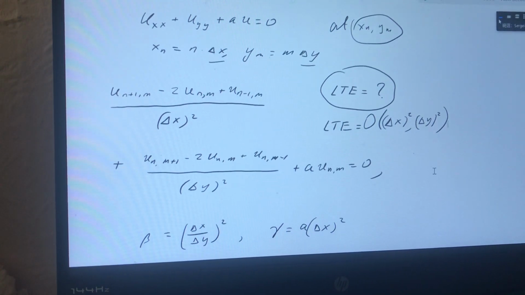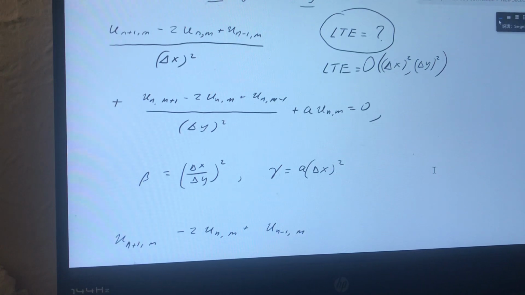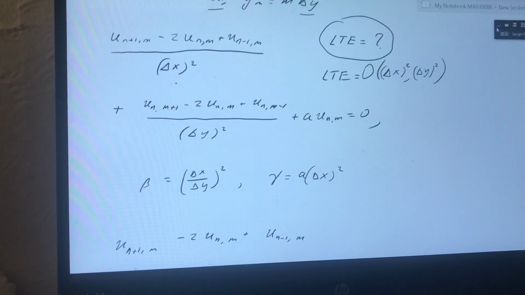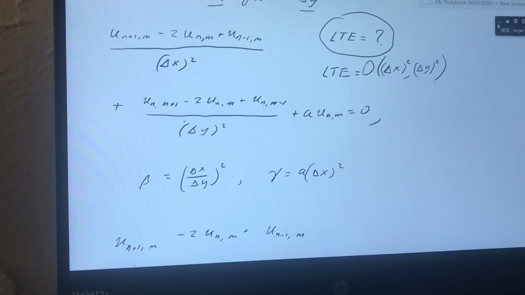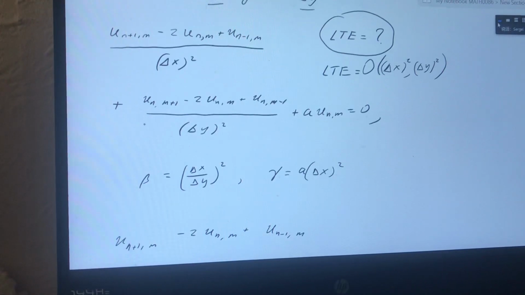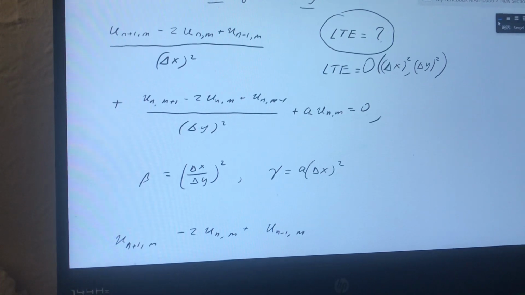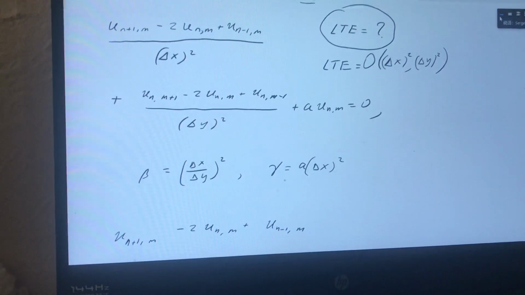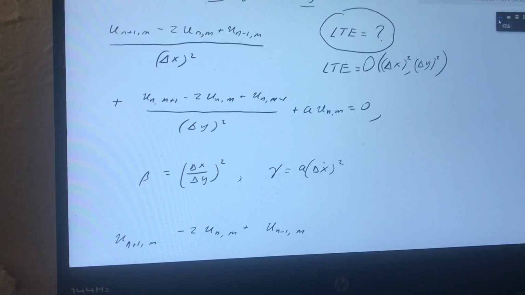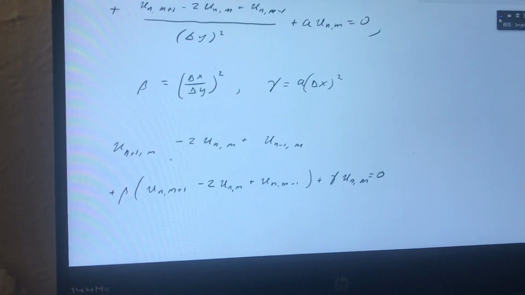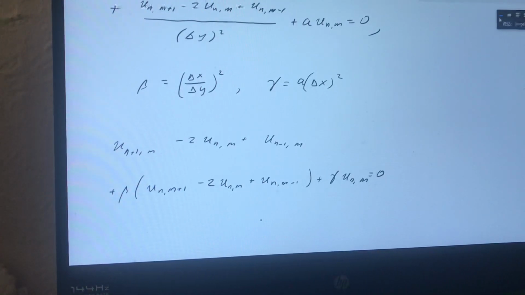You want to know how accurate your approximation is in the sense of local truncation error. Then what I want to do is multiply through by delta x squared. I want to free up this combination. In front of the second y derivative, I will create delta x squared over delta y squared, which I will call beta. Then the constant a gets multiplied by delta x squared, and I will call it gamma. So this is an easy step. And I can rewrite my finite difference formula like that.